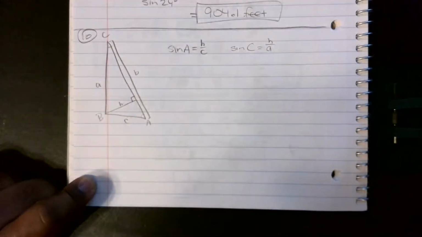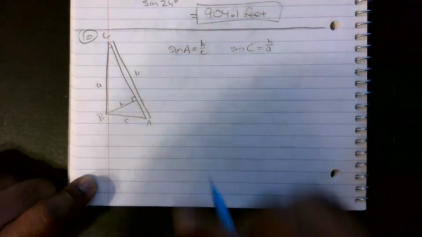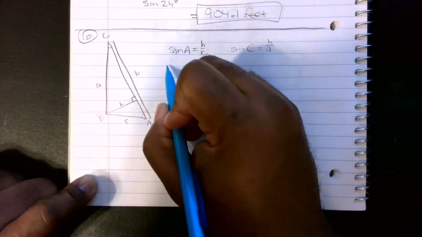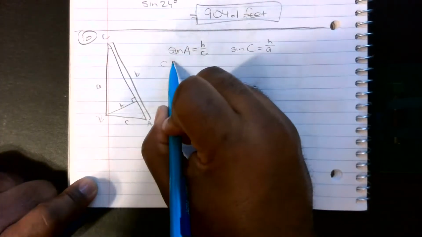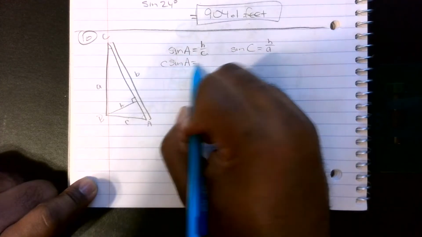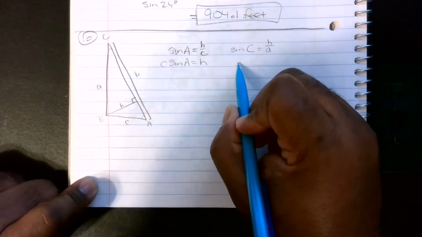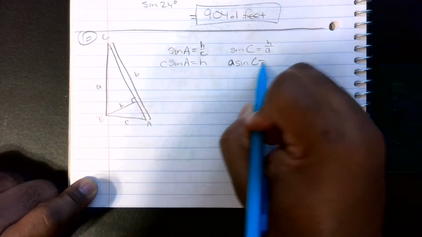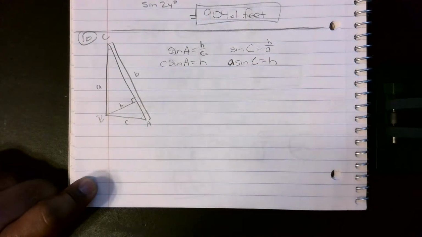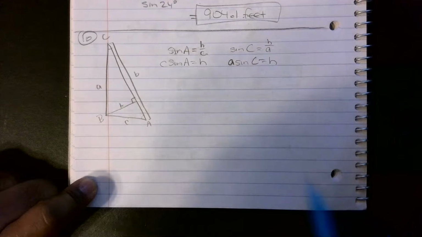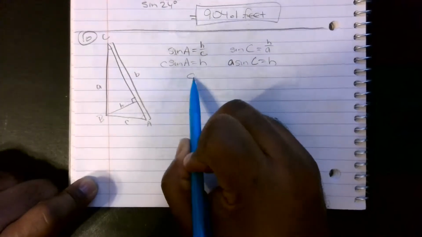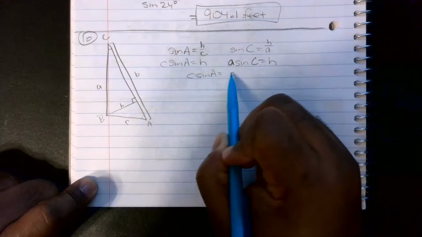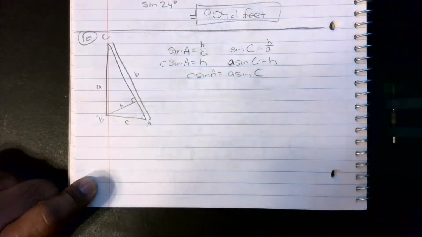Okay. Once you have these particular equations, multiply both sides by C, I get C sine of A is equal to H. And I get that A sine of C is also equal to H. Right, because both of these are equal to H, that means that C sine of A is equal to A sine of C.